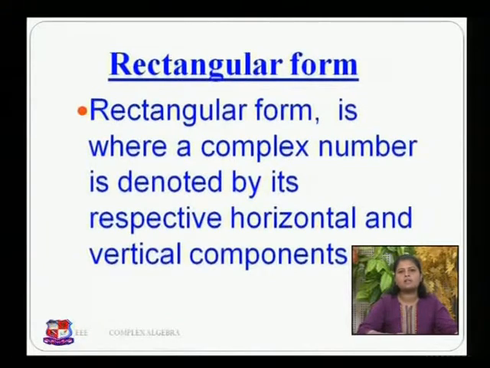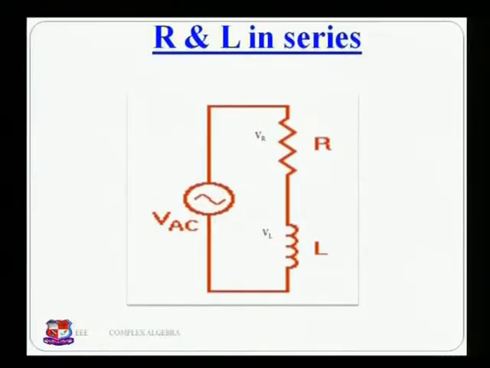So 2 forms are available. First is the polar form and second is the rectangular form. If magnitude and phase angle are known to you, you can represent it in polar form. If the real part and imaginary part are known to you, you can represent it in rectangular form. So 2 forms are available for representation of an alternating quantity. And the next topic is the RL circuit in series.